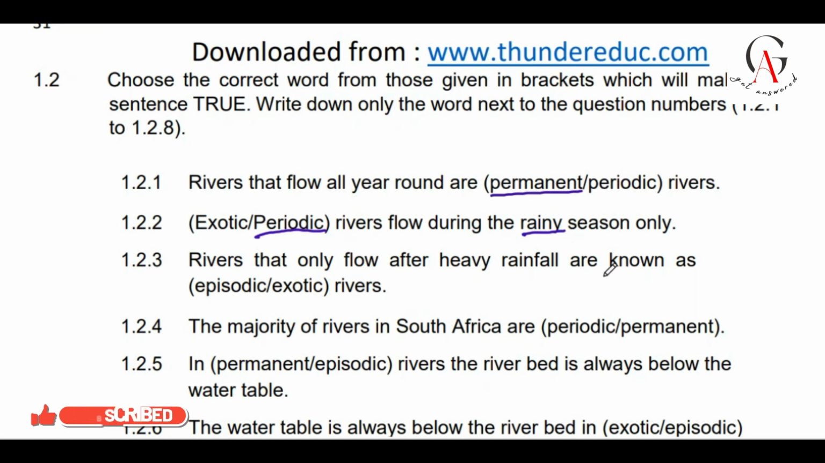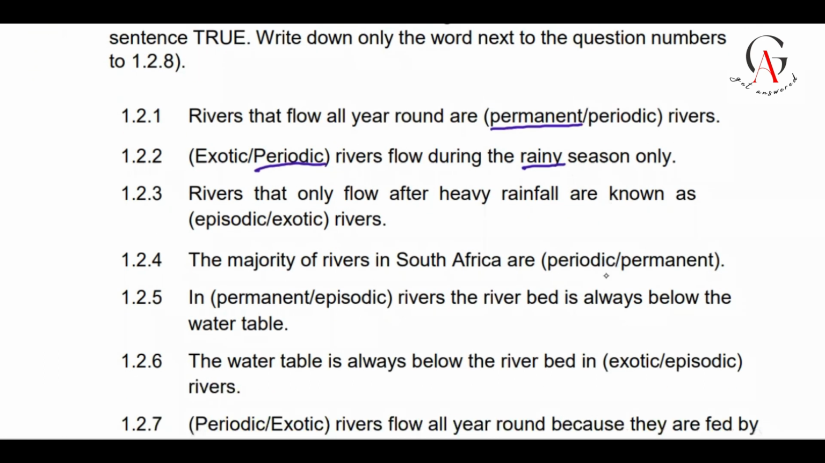Number 3, rivers that only flow after heavy rainfall are known as episodic rivers. So episodic rivers only flow when there is heavy rainfall. The reason is that these rivers are never supplied by the base flow or by the underground water. That's why they must wait for the heavy rainfall, then they can flow. Number 4, the majority of rivers in South Africa are periodic rivers.